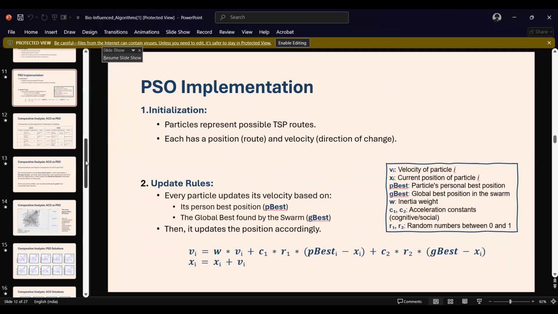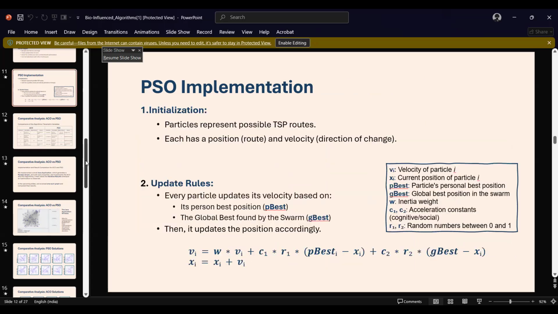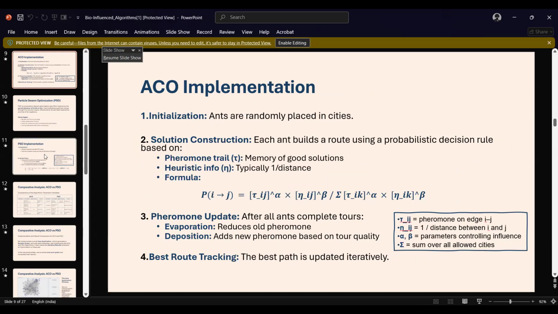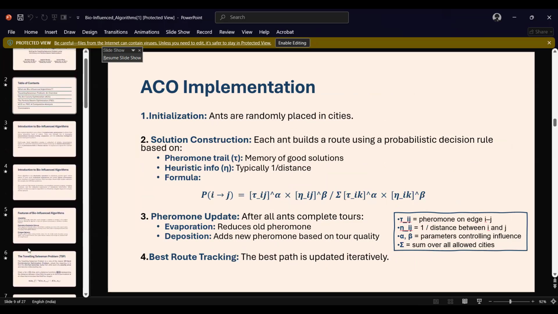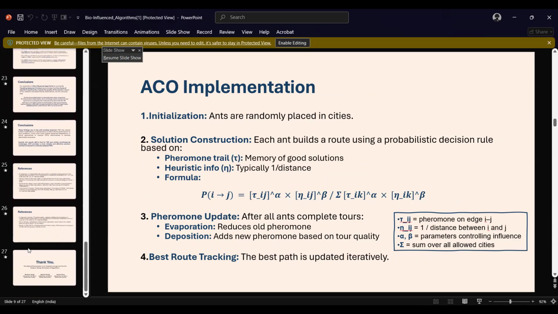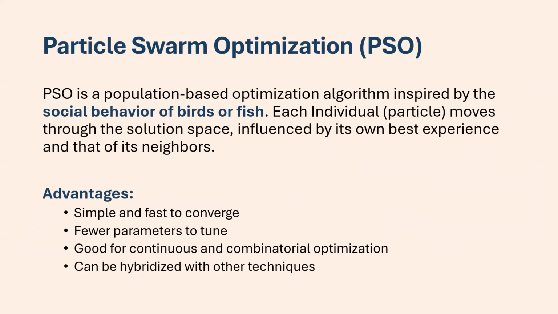So, based on this, the birds adjust their positions, flying closer to better areas. Over time, the flock moves towards the best food spot. PSO works the same way in computers. Each particle is like a bird. It's a potential solution. It has a position and a velocity, and it keeps moving in the direction of better and better solutions. This continues until the group finds the most optimal answer. Next slide, please.